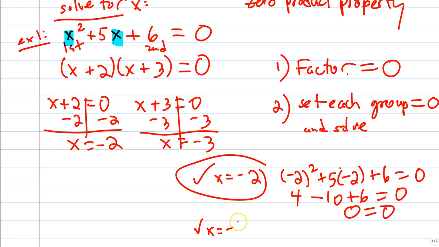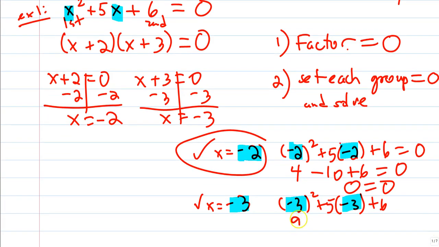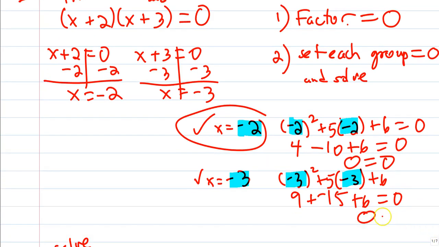We also said that negative 3 was a solution. Well, let's check it. Negative 3 squared plus 5 times negative 3 plus 6. Remember, we're putting these numbers in place of all the x's in the equation. So what do we get here? Looks like 9, negative 15, plus 6. Well, that's cool because 0 equals 0. These are our two solutions. These are the solutions that work both when it's factored and when I plug it into the original equation. Okay? Alright, let's keep going.